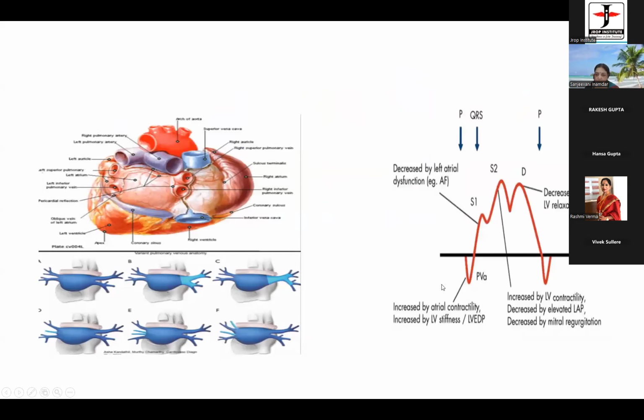So this is again how there are different reasons. S1 goes because of atrial relaxation, so whenever there is atrial fibrillation, it will just disappear. S2 is decided by LV contractility, decreased by elevated LAP and even the severity of mitral regurgitation. Then the atrial reversal is again increased by LV stiffness or LVEDP, an increase in LVEDP.